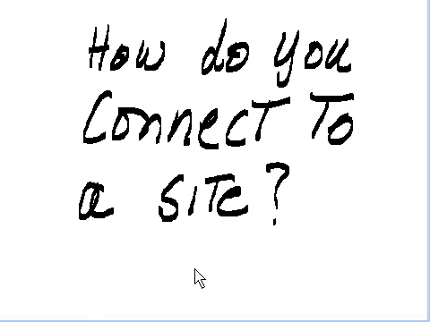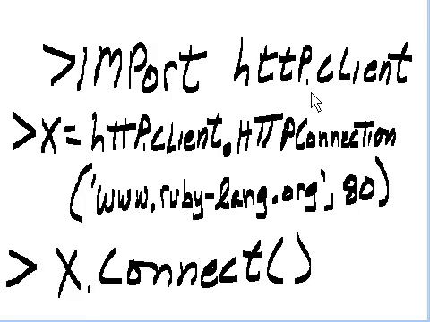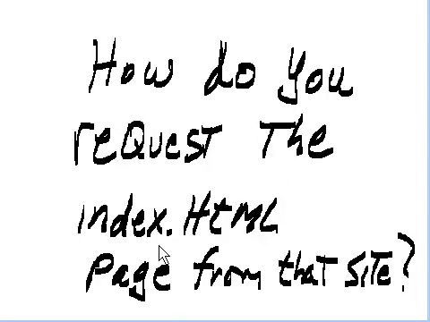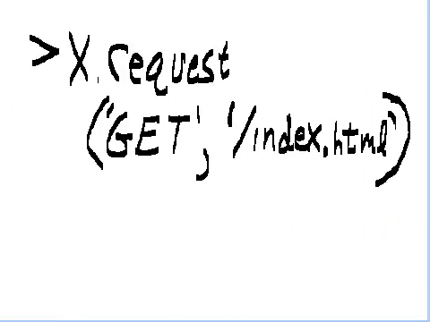How do you connect to a site? Import http.client. x equals http.client.HTTPConnection www.rubylang.org, 80. x.connect. How do you request the index.html page from that site? x.request GET uppercase, comma, /index.html.